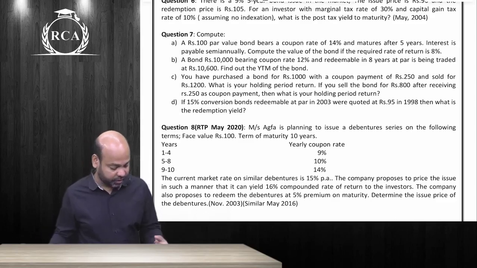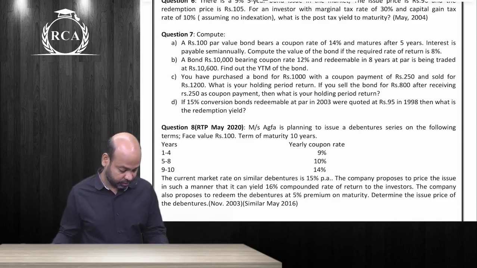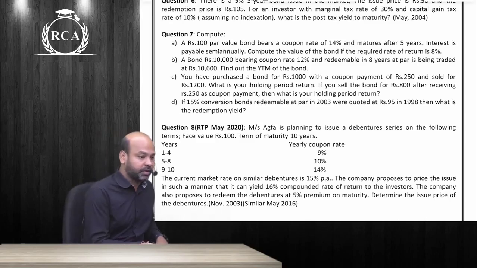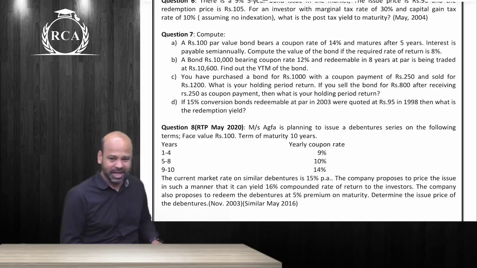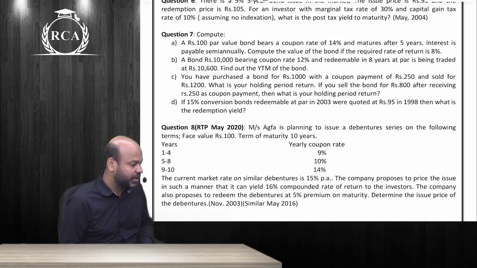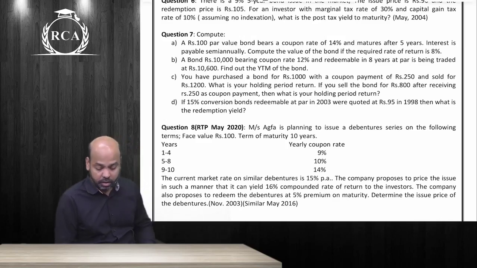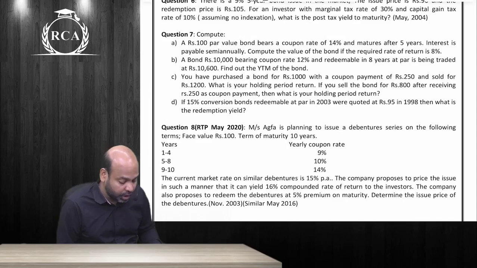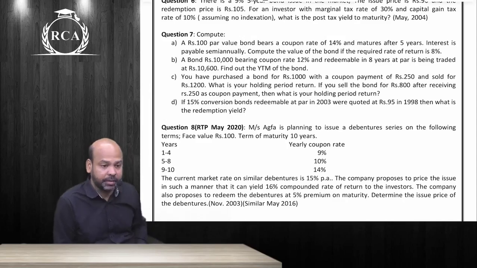Online students, if you're solving, take the face value as 100 rupees, coupon rate is 14%, divide that by 2. Your semi-annual coupon amount would be 7 rupees. Discounting rate also should be divided by 2, guys. You will have to discount the cash flows at 4%. It is 5 years, so total number of periods beta will be 10.